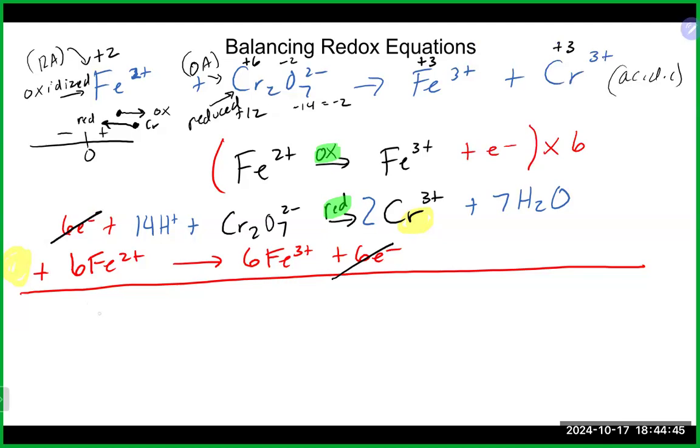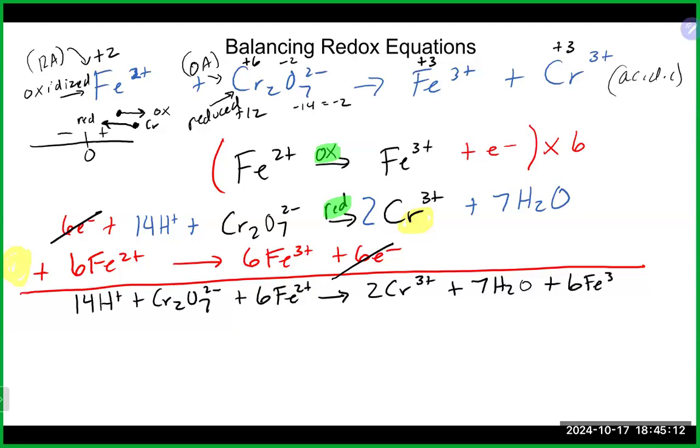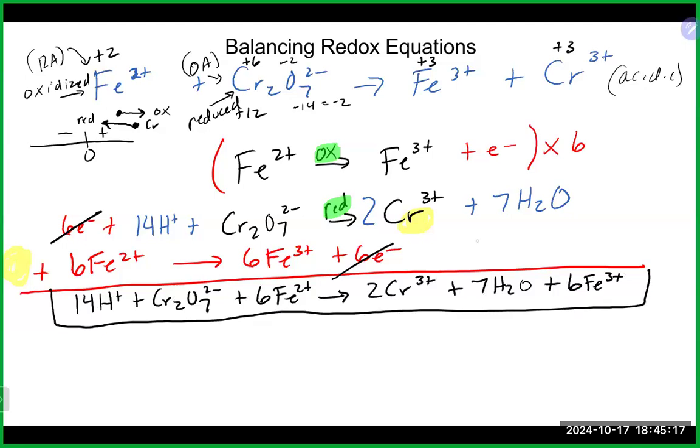So we will be left with everybody on the left stays there. So we got 14 H+ plus Cr2O7 2- plus 6 Fe2+. Now everybody on the right-hand side is going to stay on the right-hand side. That will give me here 2 Cr3+ plus 7 waters plus 6 of the iron 3+. Now, if I did everything correct, this is going to be my equation balanced in acidic conditions.